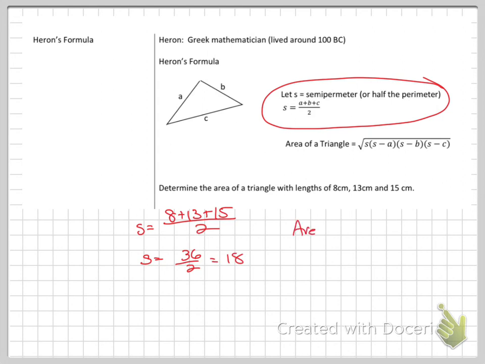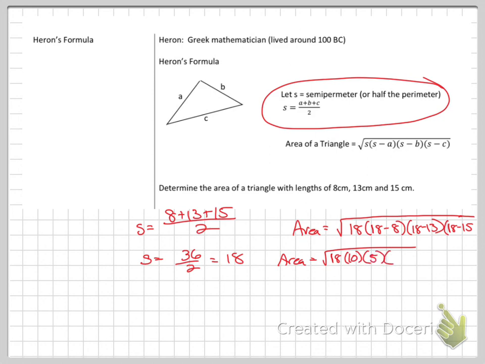So our area is going to be the square root of 18 times 18 minus 8 times 18 minus 13 times 18 minus 15. So our area is going to be the square root of 18 times 10 times 5 times 3. At that point, actually even the step above, seems like a good time to type it into a calculator, and the area is going to be approximately 51.962. I guess this problem is centimeters squared.